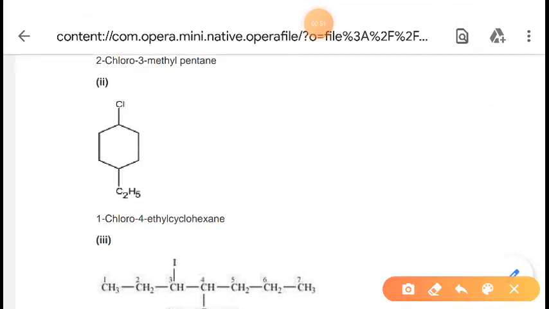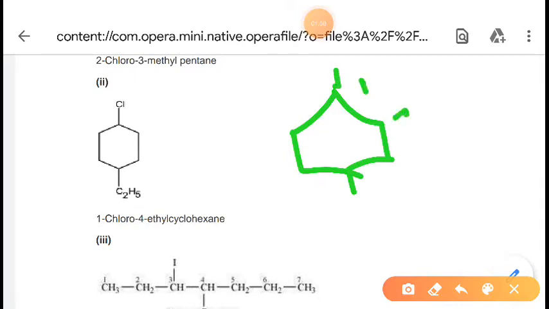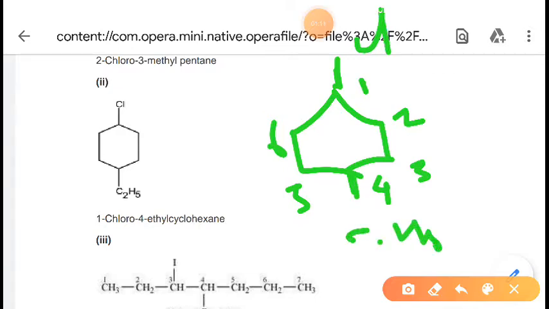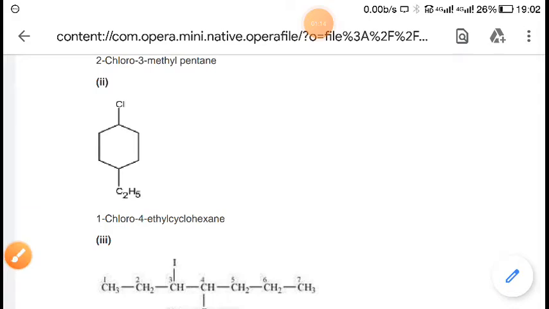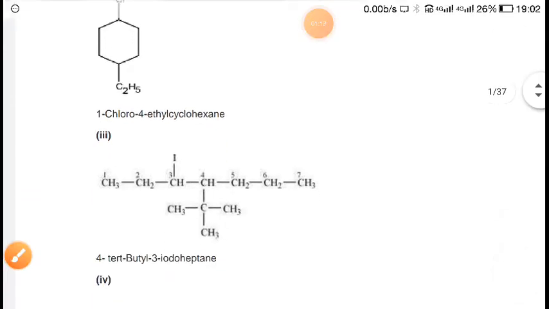After that, they have told 1-chloro 4-ethyl cyclohexane. Whenever they talk about cyclohexane, you just remember that they are talking about a ring, right? So when we talk about the positions, this one we will give 1, this one 2, 3, 4, 5, 6, right? So in the first position there is a chlorine, in the fourth position there is C2H5. You can see it as it is here. It is 1-chloro 4-ethyl cyclohexane.